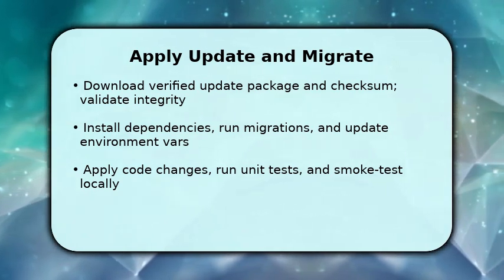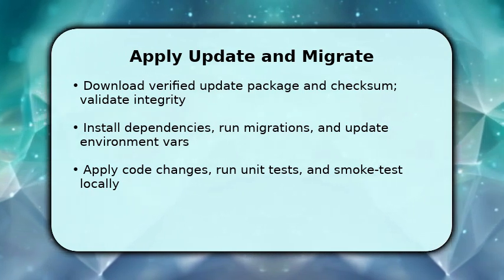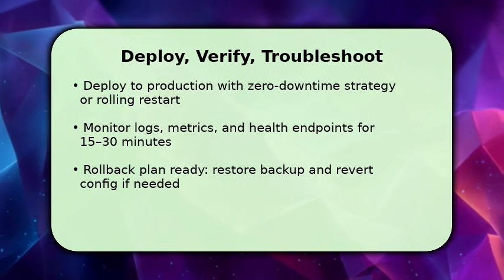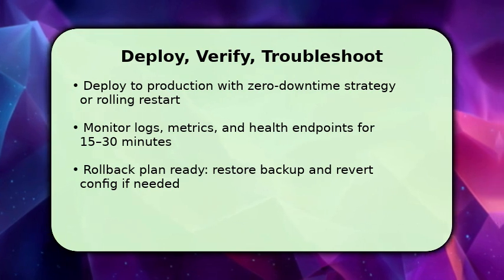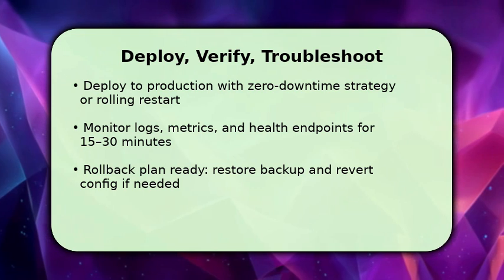Deploy the updated Astro Bot using a zero downtime or rolling restart strategy so users aren't impacted. Once deployed, monitor logs, performance metrics, and health endpoints closely for at least 15 to 30 minutes to catch regressions. Verify critical integrations and authenticate flows behave as expected.